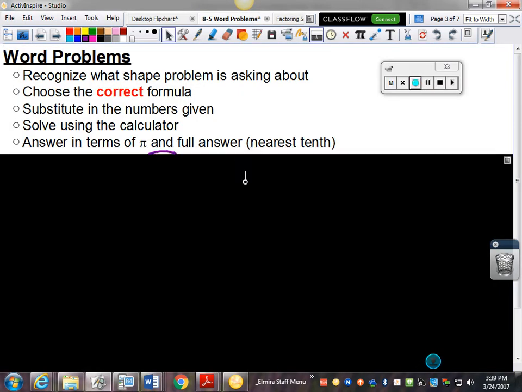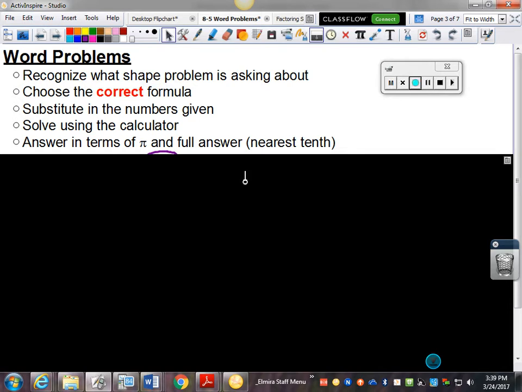Okay, when you're doing a word problem, it might not say the exact shape, cone, cylinder, sphere, that the problem is about. So you're going to have to read the problem and use common sense. We're going to be talking about everyday objects. You should know by reading the problem what shape it would be. And then once you've figured out what shape it is, choose the correct formula.